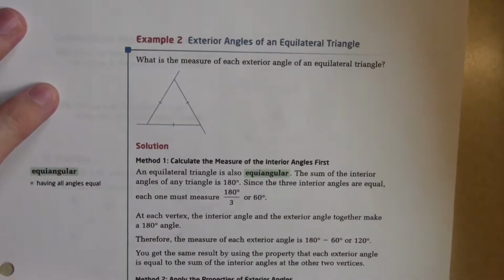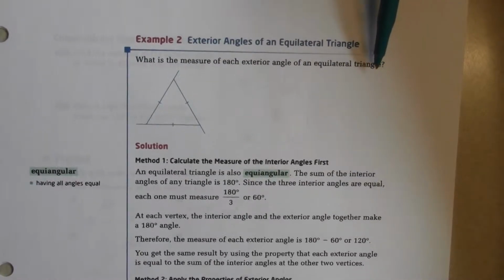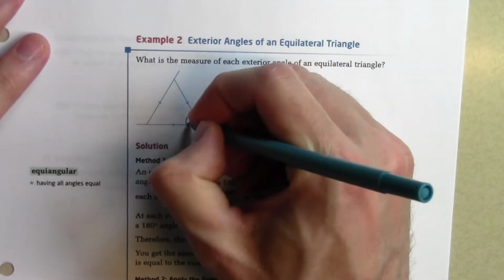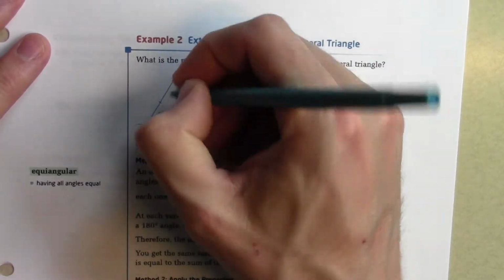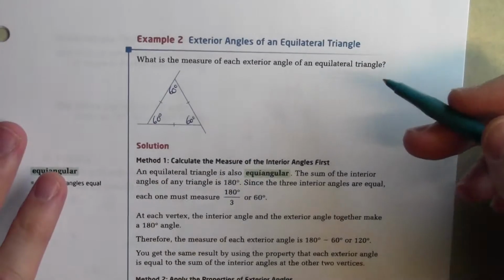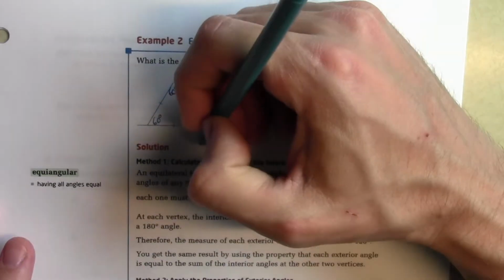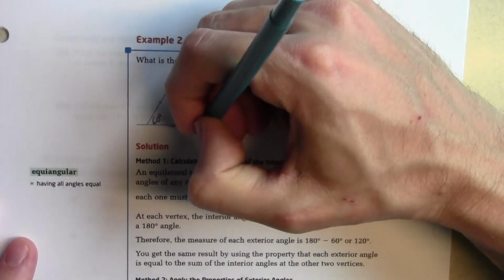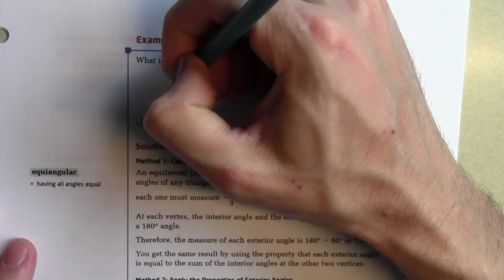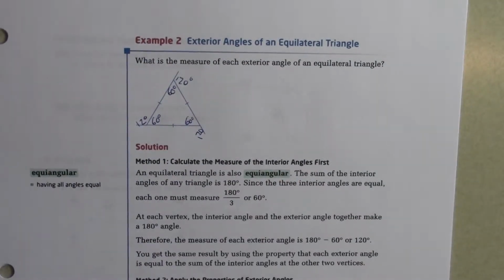Example 2. What is the measure of each exterior angle of an equilateral triangle? So equilateral, we know all angles are the same because they're equilateral. They have to be 60 because three angles have to add up to 180. The measure of each exterior angle, you're going to take 180 minus 60. So each of these are going to be what? Right, 120. Equilateral, all having all angles equal. Any questions about that one?